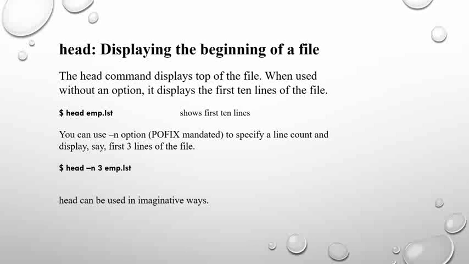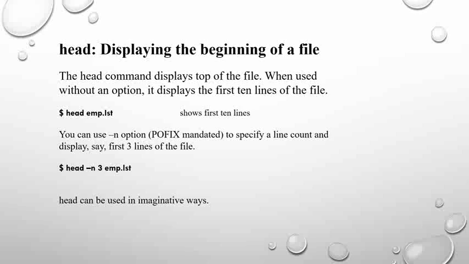Now you can see head is used to display the beginning of the file. So here the head command displays the top of the file when it is used without an option. It displays the first 10 lines of a file. As you can see in the example, head and the file name is employee.list. So it is going to show you the first 10 lines because I didn't use any options which are available with the head command. So by default it's going to show you the first 10 lines.